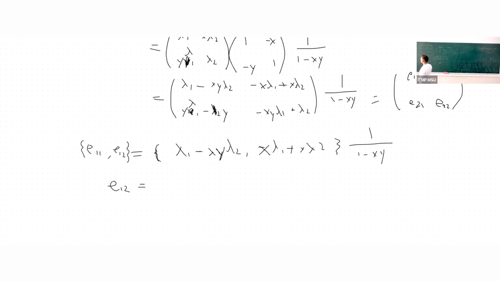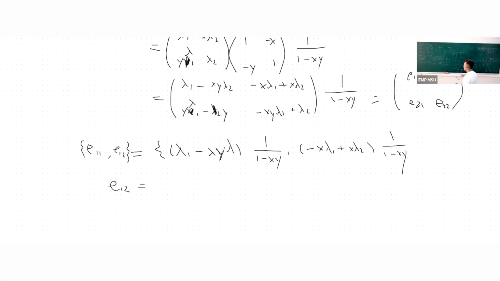Yes, because it is the Poisson bracket of matrix elements. So you have to plug this denominator into the Poisson bracket. Now we calculate this Poisson bracket. It should be the same as E12, which is also given by this matrix element.